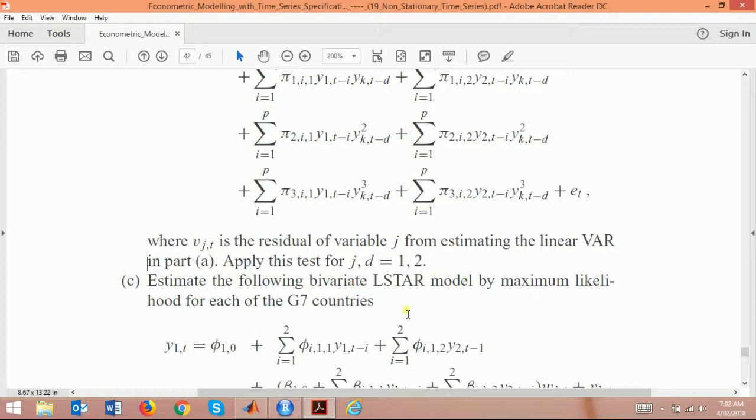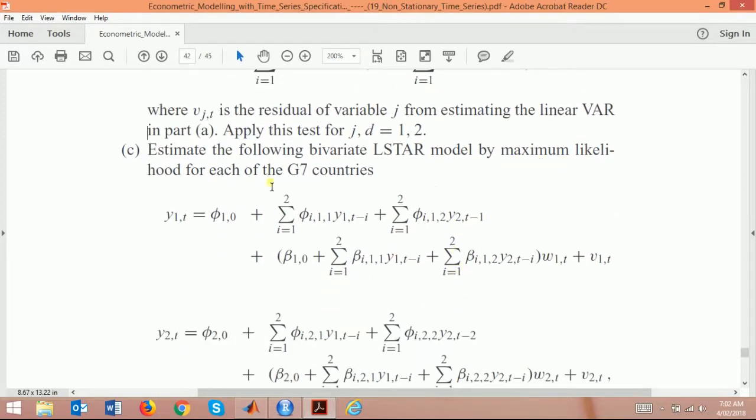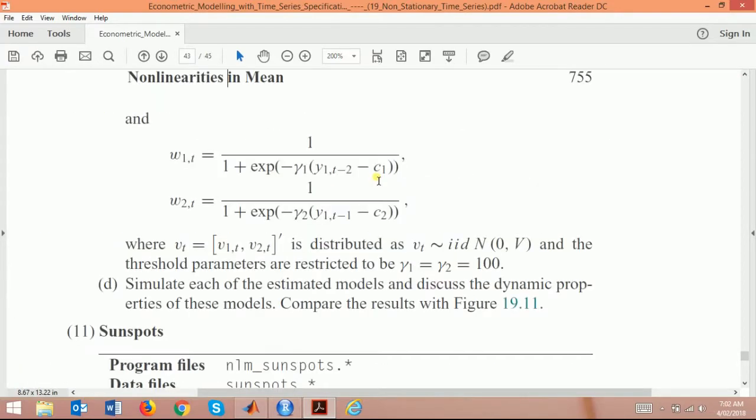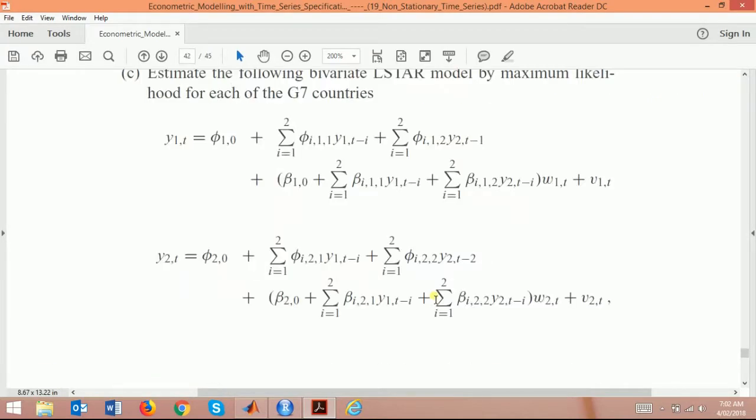Estimate the model by maximizing the log likelihood function. We did that, right? Simulate each of the estimated models and discuss the dynamic properties of these models. All right, so we have estimated all the models.